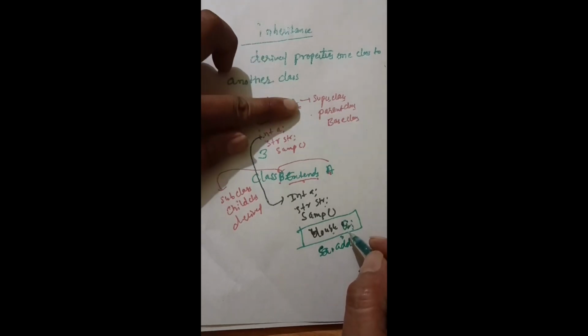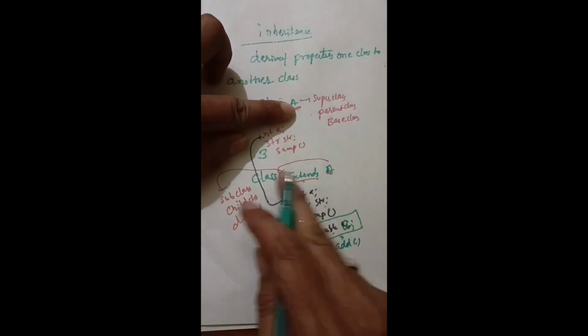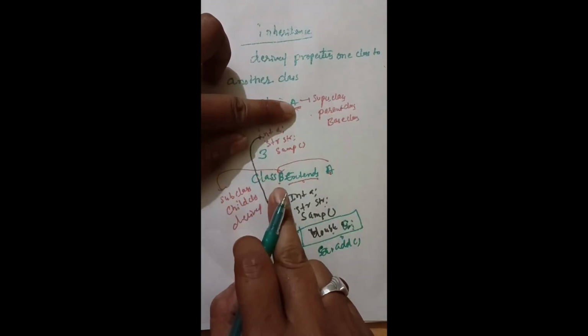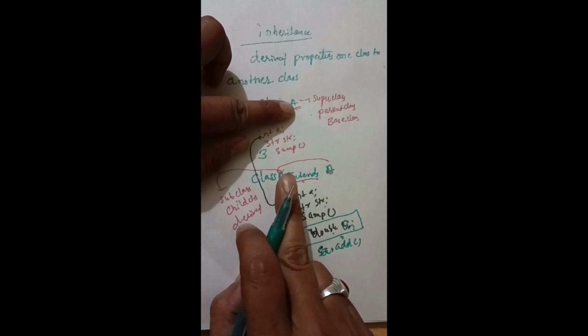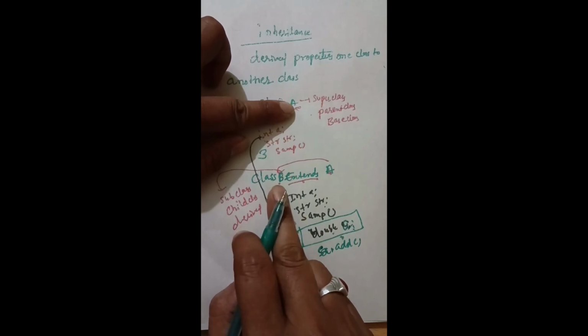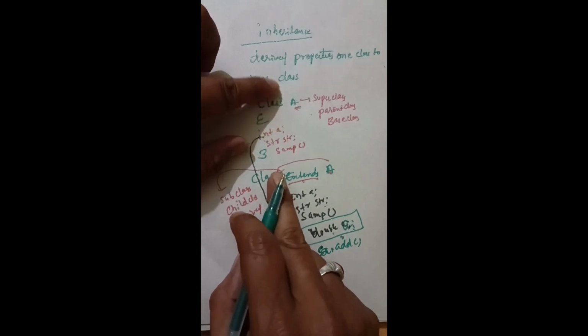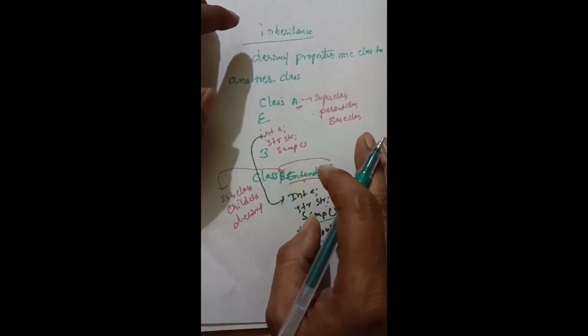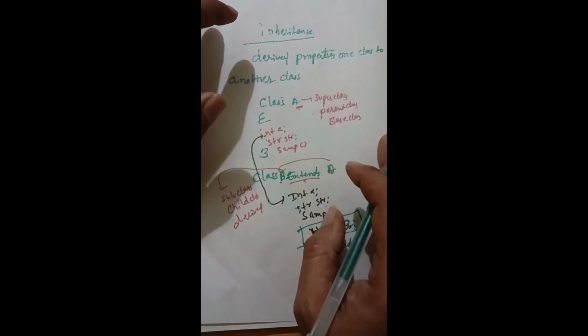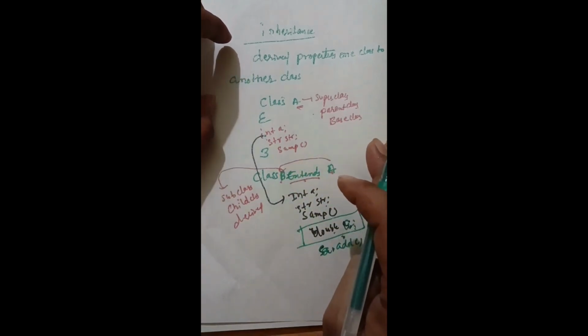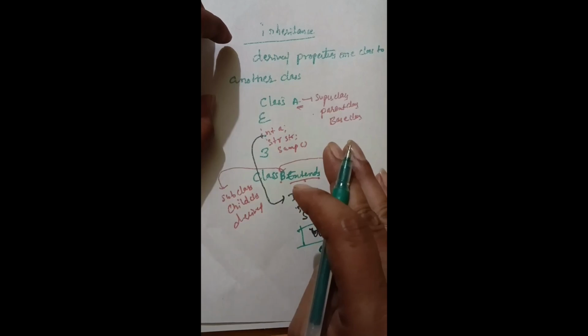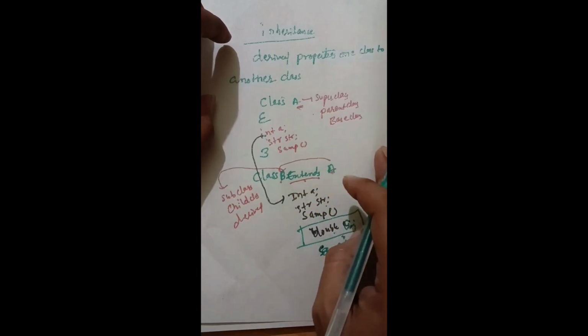Here class A is the parent class and class B is the child class. We call A the super class and B the subclass. This kind of terminology must be followed. Inheritance means acquiring the properties from the parent class to the child class. This is known as the inheritance concept.